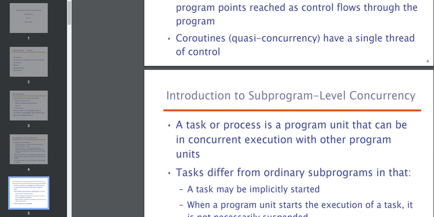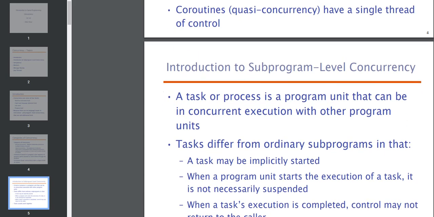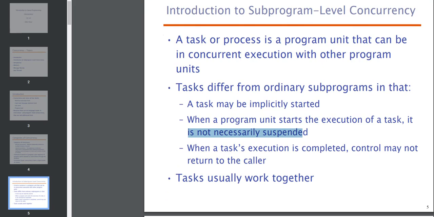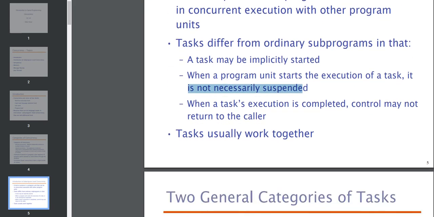A task or process is a program unit that can be in concurrent execution with other program units. Tasks differ from ordinary subprograms in that a task may be implicitly started when a program unit starts the execution of a task. It is not necessarily suspended when a task execution is completed. Control may not return to the caller. Tasks usually work together.